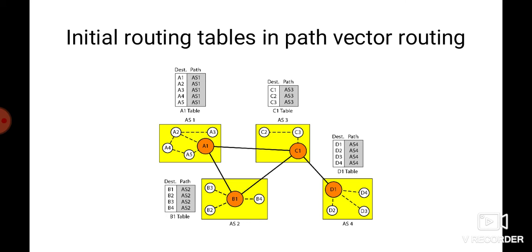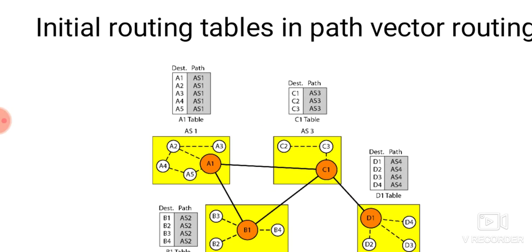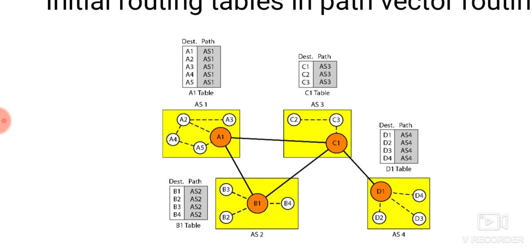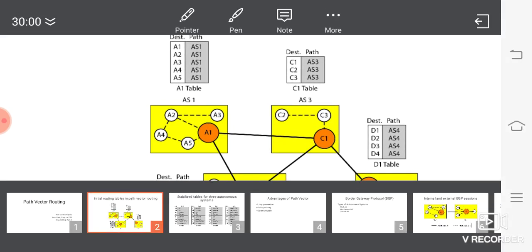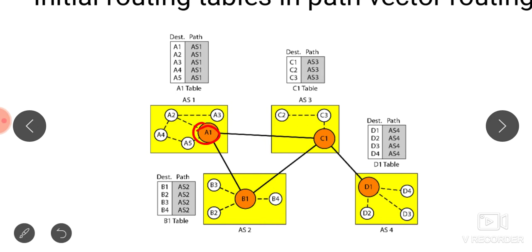At the beginning, each speaker node can know only the reachability of nodes inside its autonomous system. So this is the table for path vector routing. Here you can see this node A1, the speaker node for AS1, that is autonomous system 1, and B1 is the speaker node for AS2, C1 is for AS3, and D1 is for AS4.